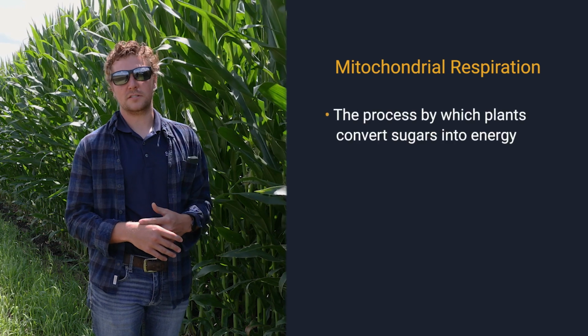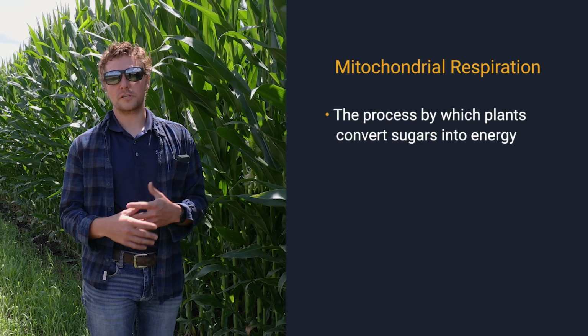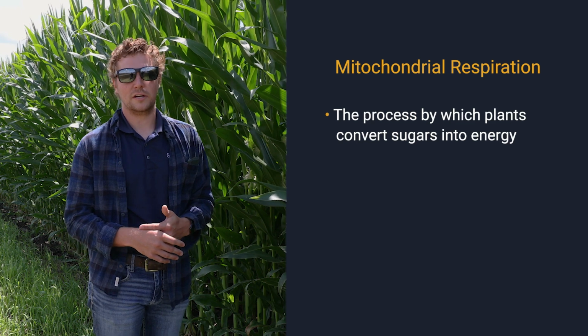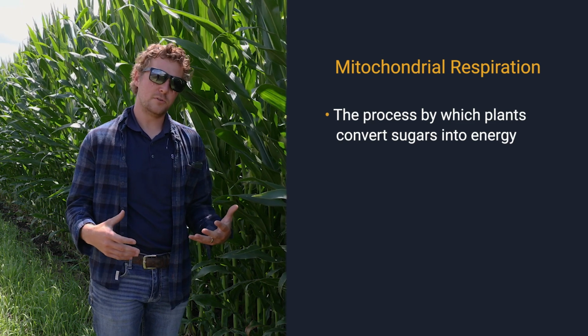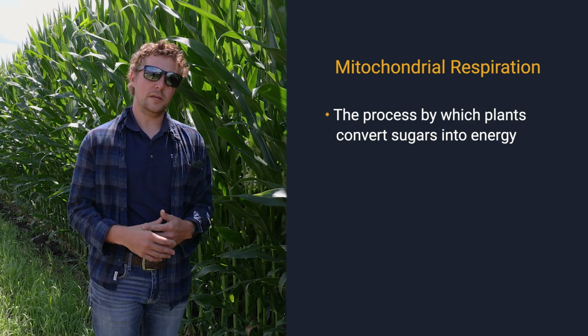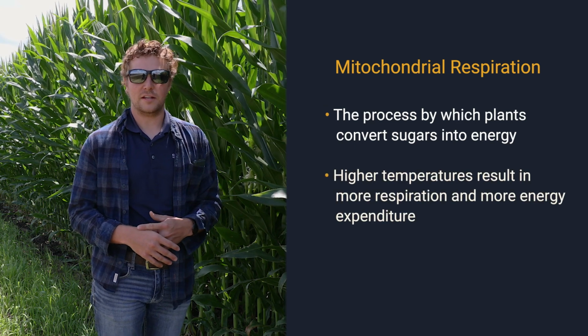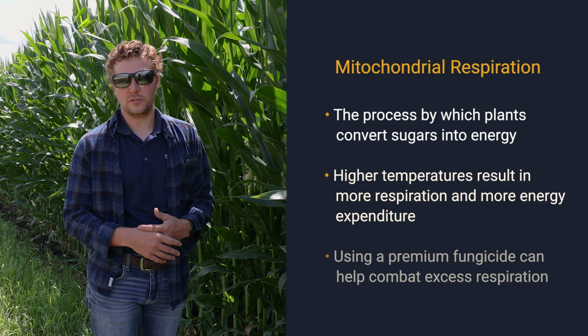Next, we have mitochondrial respiration, which goes kind of along the same measures as ethylene production, except for when we look at this mitochondrial respiration, that's the process in which plants convert sugars into energy. And so if we have really high temperatures and excessive respiration during nights with increased temperatures at nightfall, that plant's really going to be burning through a lot of energy, respirating. And so the only way to really combat that is once again using those higher quality fungicides.